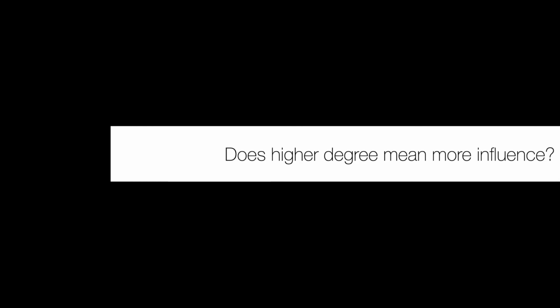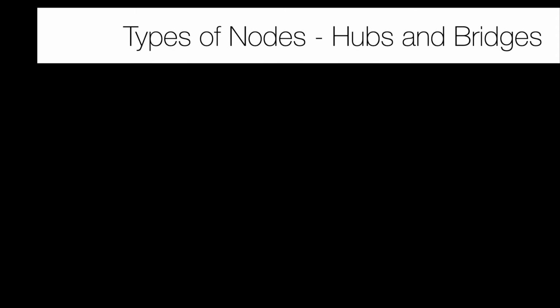When we ask this question, does higher degree mean more influence, we see an interesting counterexample here, where James Hong has a much higher degree than Kevin Bacon, and yet Kevin Bacon seems to be more influential in the network of actors on IMDb. So we can start to talk about other kinds of nodes in terms of influence, or how important they are, by characterization.